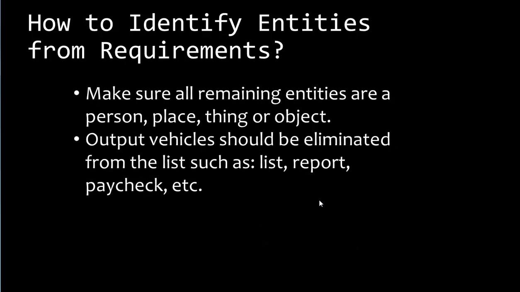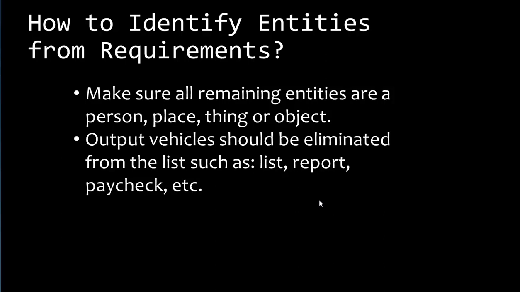Once you have those down, you need to make sure all the remaining entities are a person, place, thing, or object that, again, it's not literally listed here, but that you're going to store data for. If you start recognizing you have nouns on your list that you're not going to really ever store data for, you need to eliminate them.